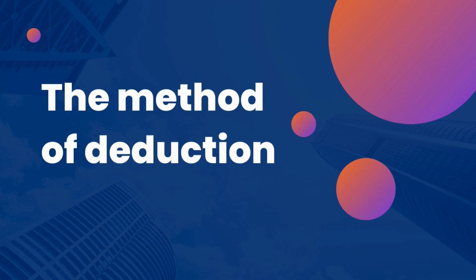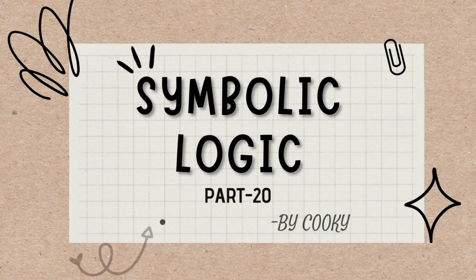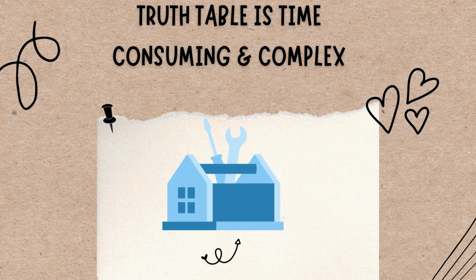Under the method of deduction topic, we are going to see some theorems and formulas which we will be applying in the upcoming problems. So, this is part 20. In part 19, we studied the truth table and we also solved some problems using the truth table.